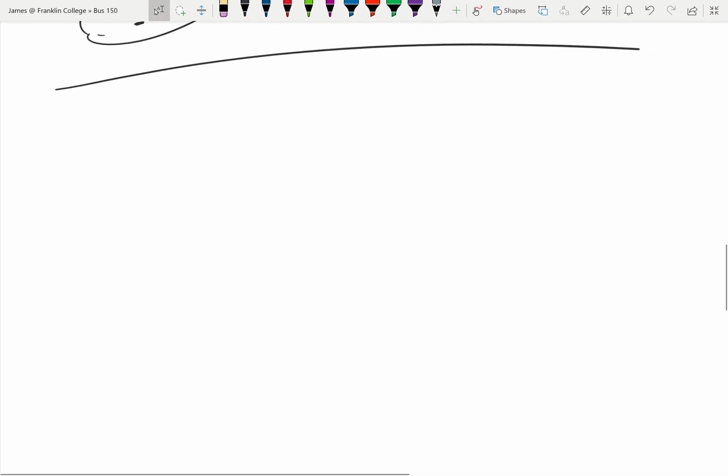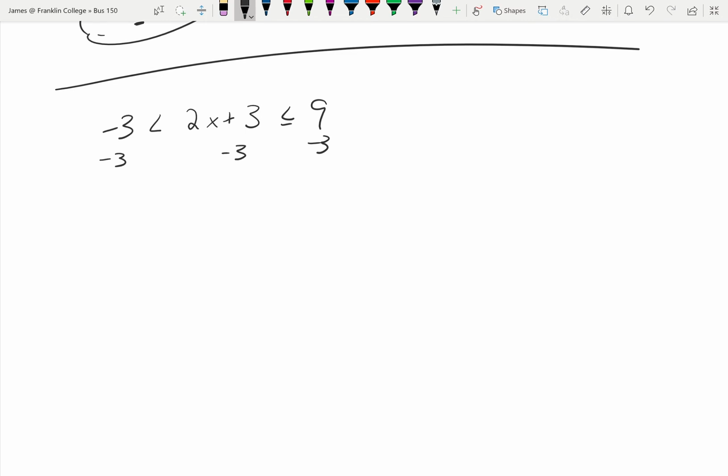Alright, let's do another example. One a little bit trickier. So negative 3 is less than 2x plus 3, which is less than or equal to 9. So we've got two inequalities going on. So if we have 2x plus 3, we're going to want to subtract 3 on all sides of the inequality.